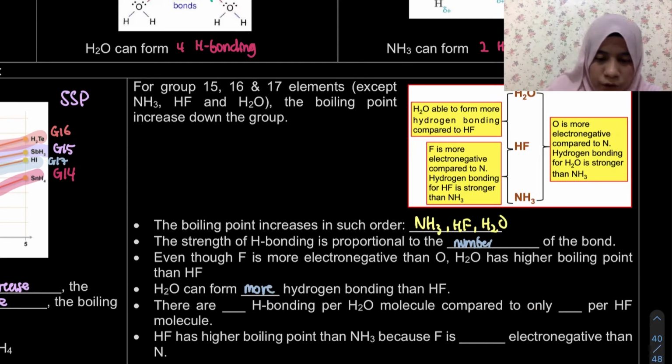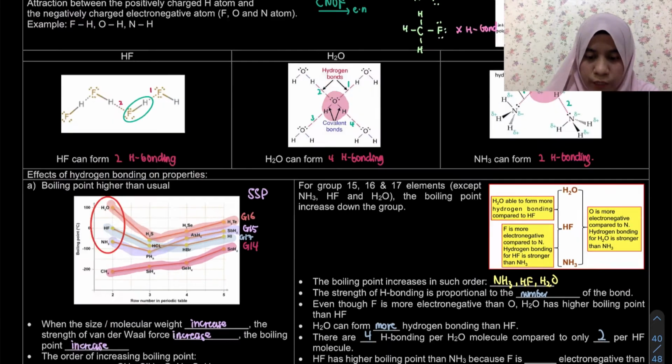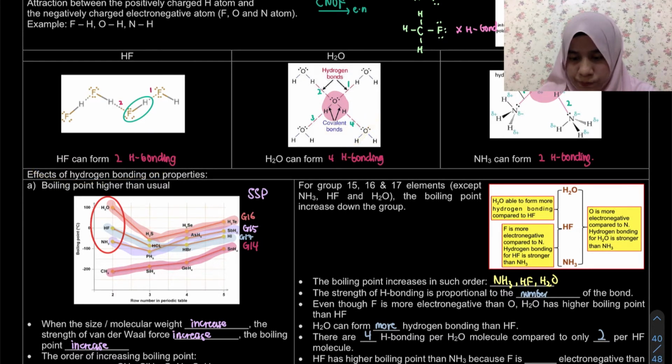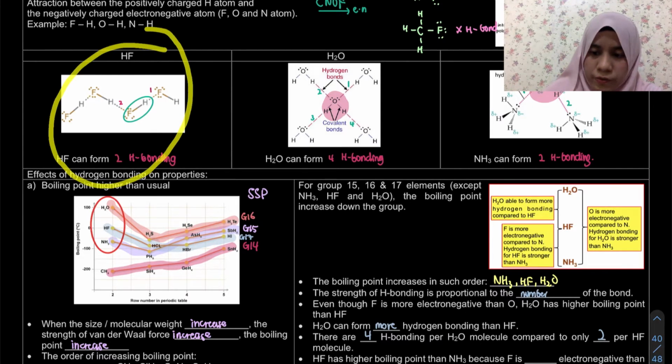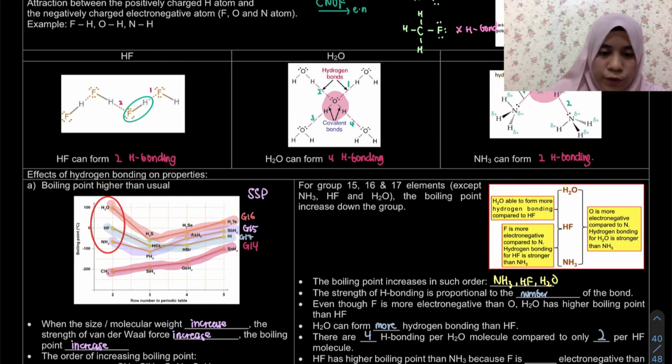Where there are 4 hydrogen bonding per H2O molecule compared to only 2 per HF molecule. So contohnya kita tengok H2O ni ada 4 hydrogen bonding tapi HF dia ada 2. So that's why H2O ni has higher boiling point. Tapi sekarang ni bila HF dengan NH3 dia masing-masing ada 2 hydrogen bonding.